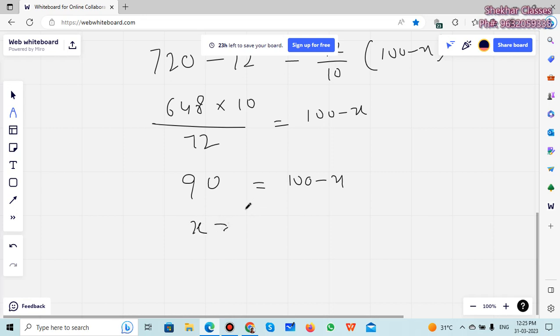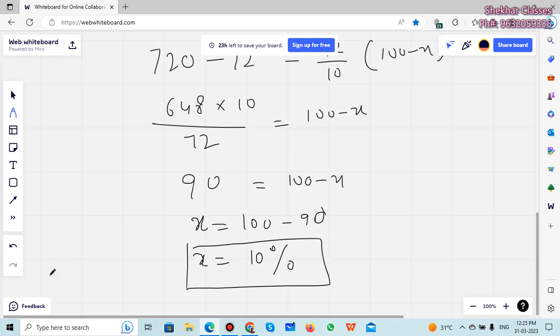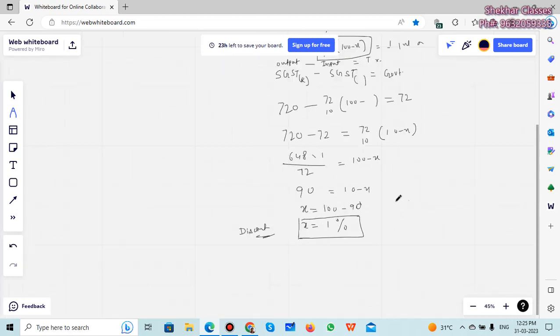X will come to the other side. X is equal to 100 minus 90. X comes to this side, 90 goes to the other side. So X is equal to 10%. So the discount that he has got is 10%, and this is the answer here. I hope you have understood this.